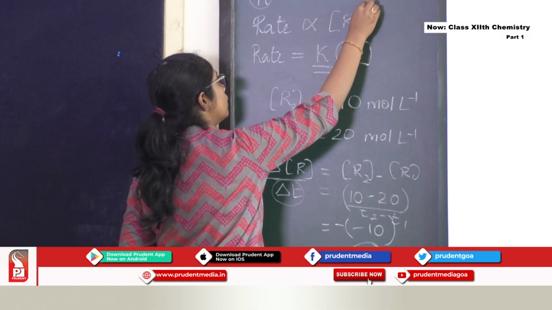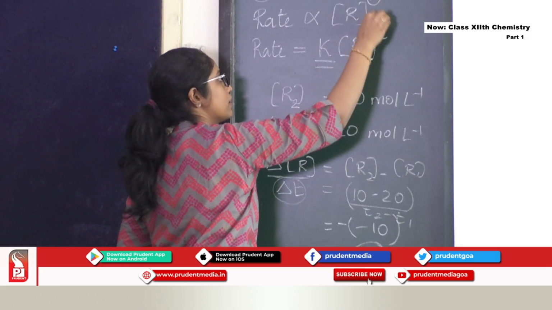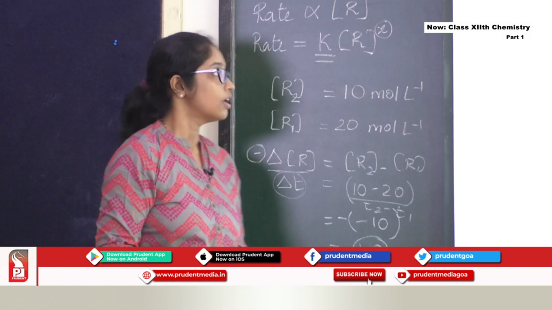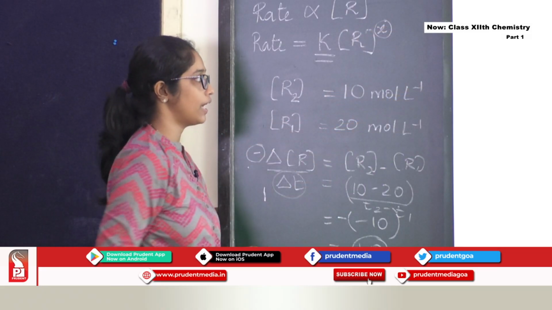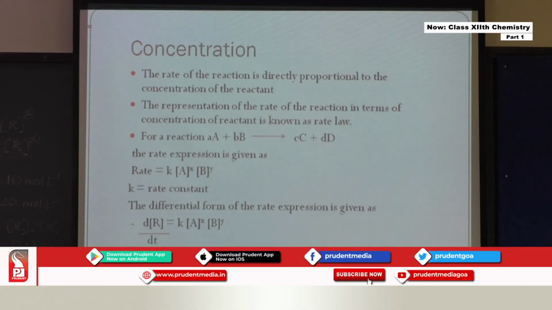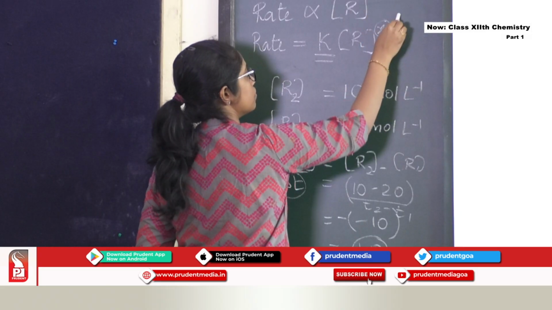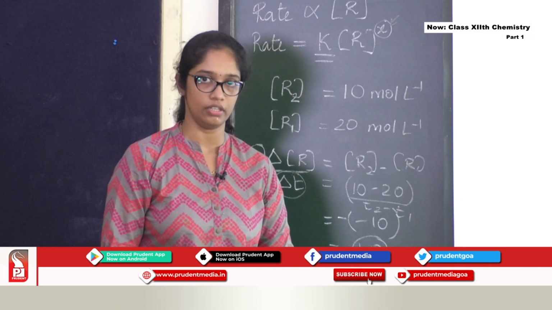Now here I could raise this to X. The value of X we are going to be discussing a little later, what exactly is the value of X, but you need to understand that the value of X or Y in this case could be equal to the stoichiometric coefficient, or it could not be equal to the stoichiometric coefficient. What you need to understand is these values are determined experimentally and not determined theoretically.